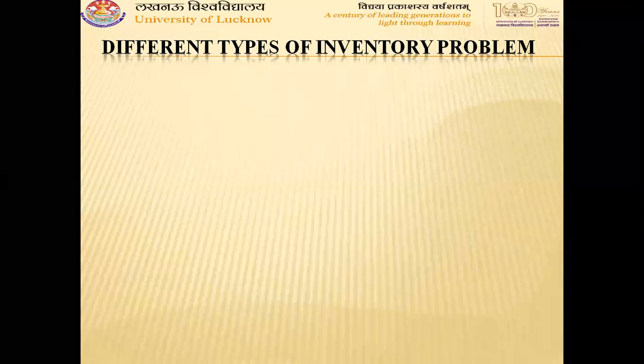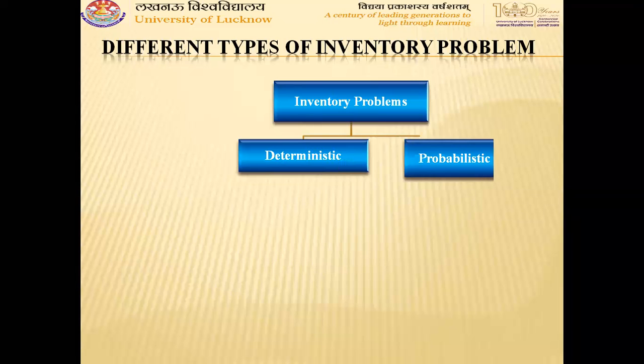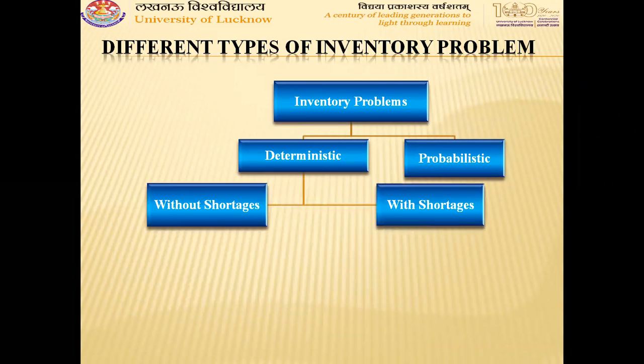Now, different types of inventory problems. Inventory problems can be divided into two different types: deterministic inventory problems and probabilistic inventory problems. Since I have considered only deterministic, I am not going for the classification of probabilistic. Deterministic can be further divided into two parts: without shortages and with shortages.